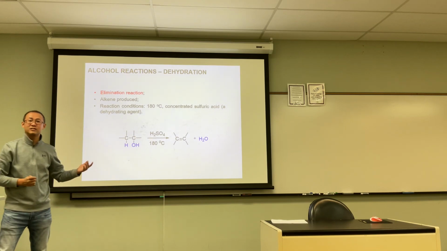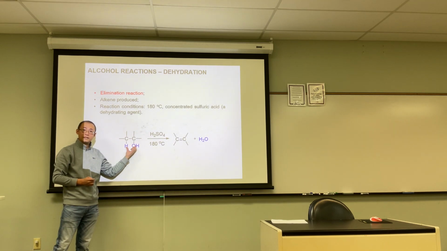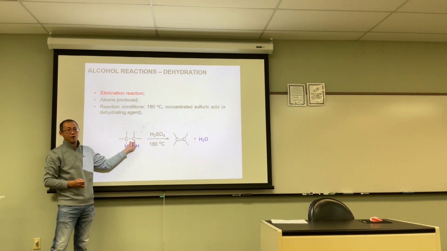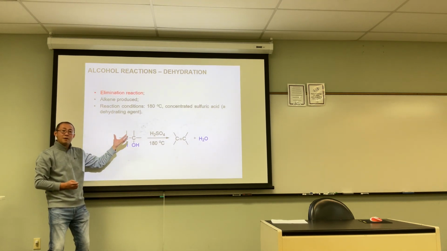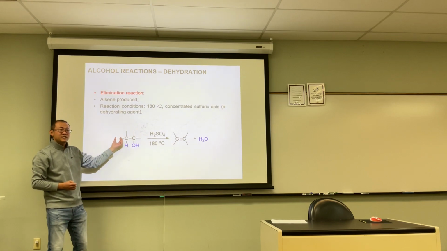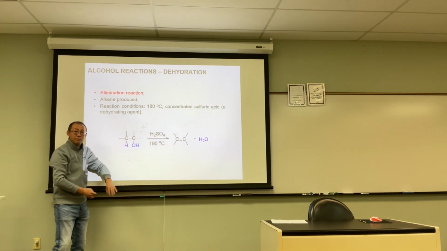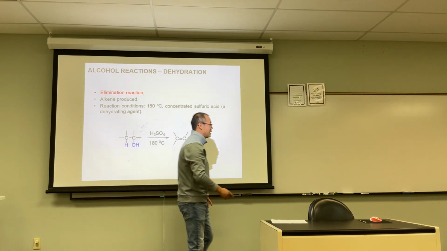You guys understand the reaction? Dehydration, remove what? Water. Water is removed as what? OH and H. The OH is from this carbon, where the OH is attached. But the H is not from the same carbon, it is from the carbon neighboring it, the adjacent carbon. Is that right? Then you need to make a double bond. Right? Okay, this is the reaction.